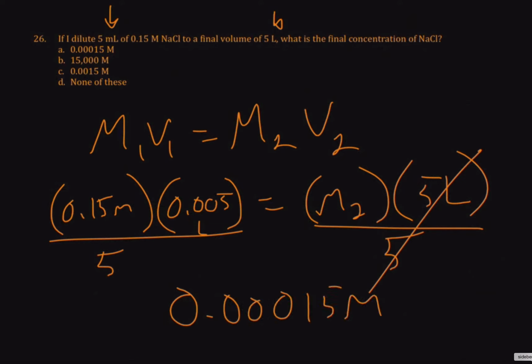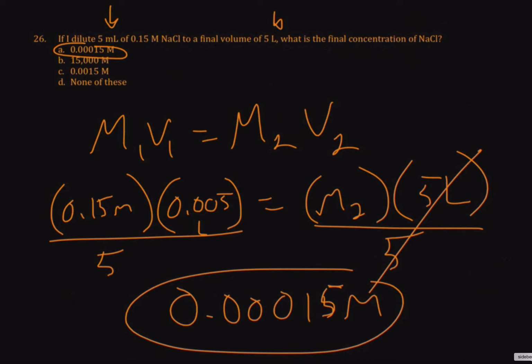So we divide both sides by 5 to cancel that out, and we end up with 0.00015 molar. Okay, it's a really small concentration, but when you think about it, you're taking 5 milliliters and diluting it 1,000 times. So yes, it makes sense that the concentration goes down because you're adding so much more water that you're spreading out all those particles and it's getting more dilute.